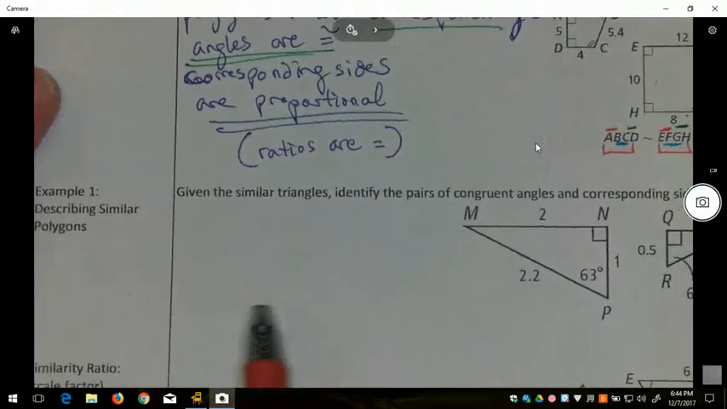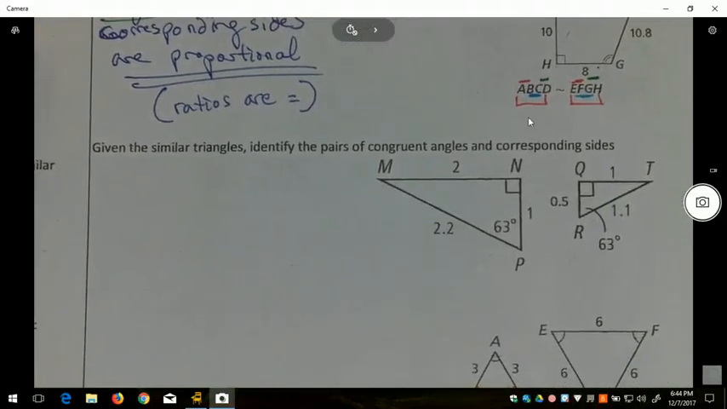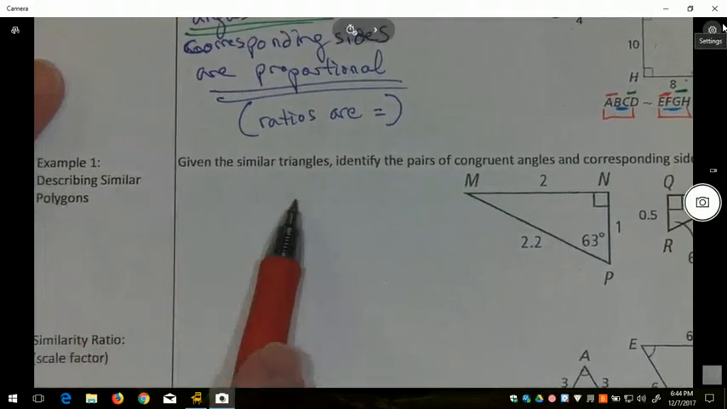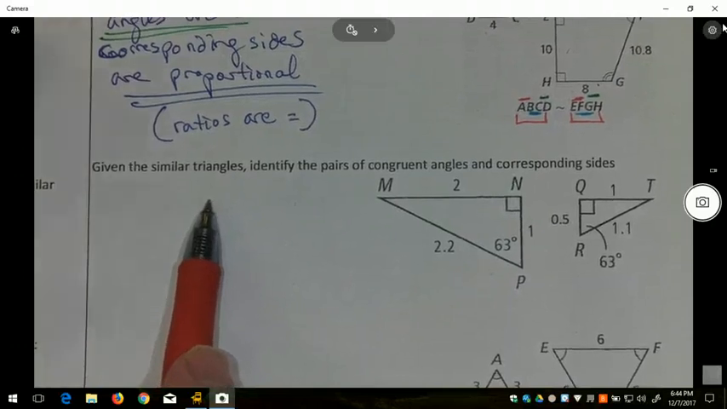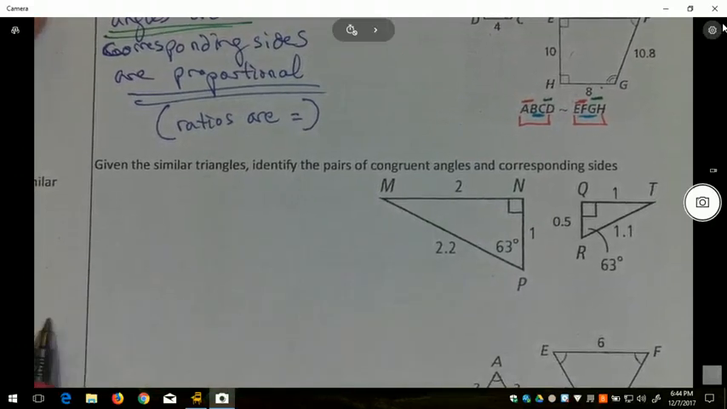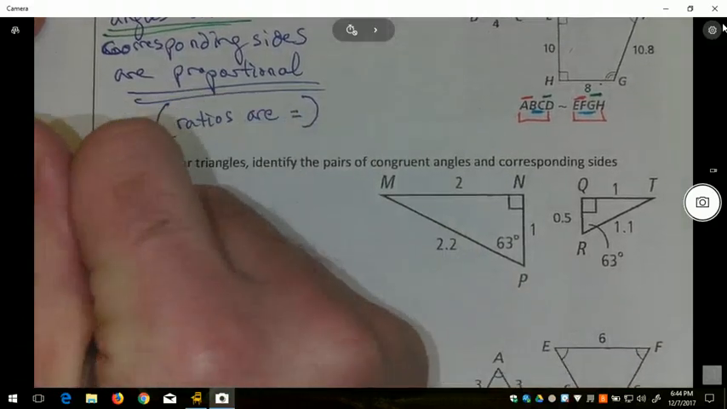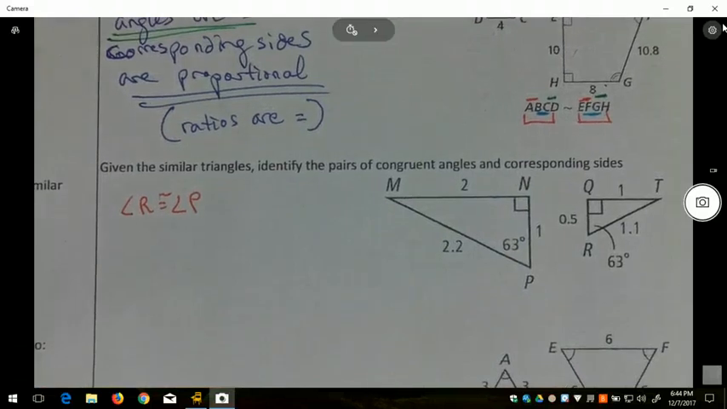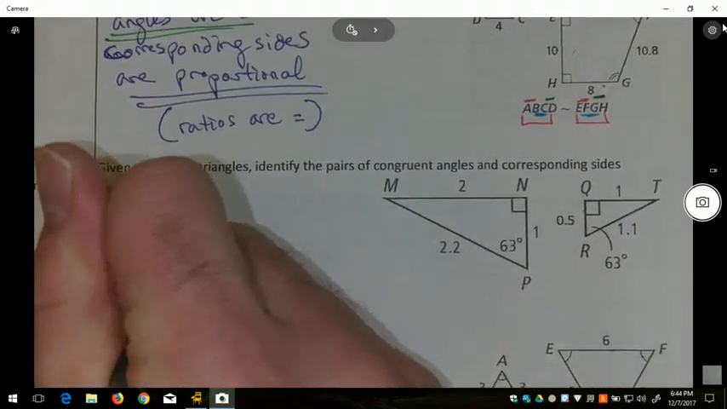Describing similar polygons. Given the similar triangles, identify the pairs of congruent angles and the corresponding sides. So they're telling us that these are similar triangles, and we're just supposed to match them up. Well, these are both 63 degrees. So angle R is congruent to angle P. I don't know why I did right to left, but I'm doing right to left. That's fine. Angle Q is congruent to angle N.